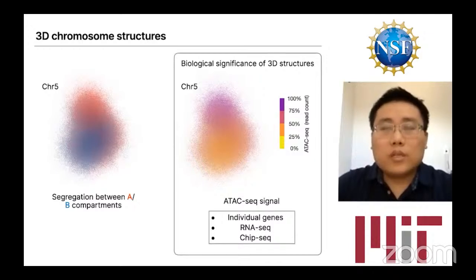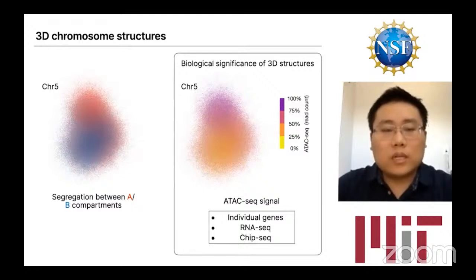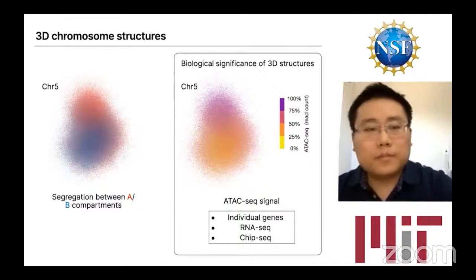And this segregation pattern is roughly consistent with the segregation between A and B compartments, which is kind of expected, because people believe that the A compartment is related to gene expression and should be more accessible, so that it has a higher ATAC signal.